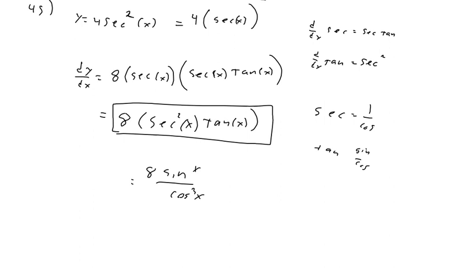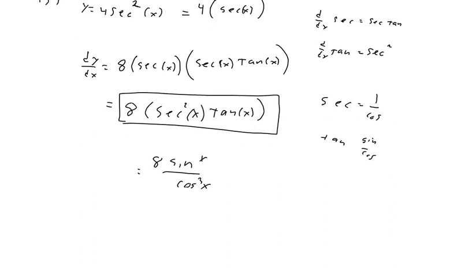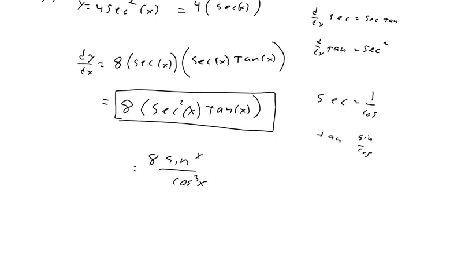Okay? So again, leaving secant and tangent is fine, we don't need to change everything to sine and cosine. Leaving secant and tangent is just great. So we have the two secants multiplied, secant squared, tangent, all that stuff. Wonderful. Last one, and almost out of time.